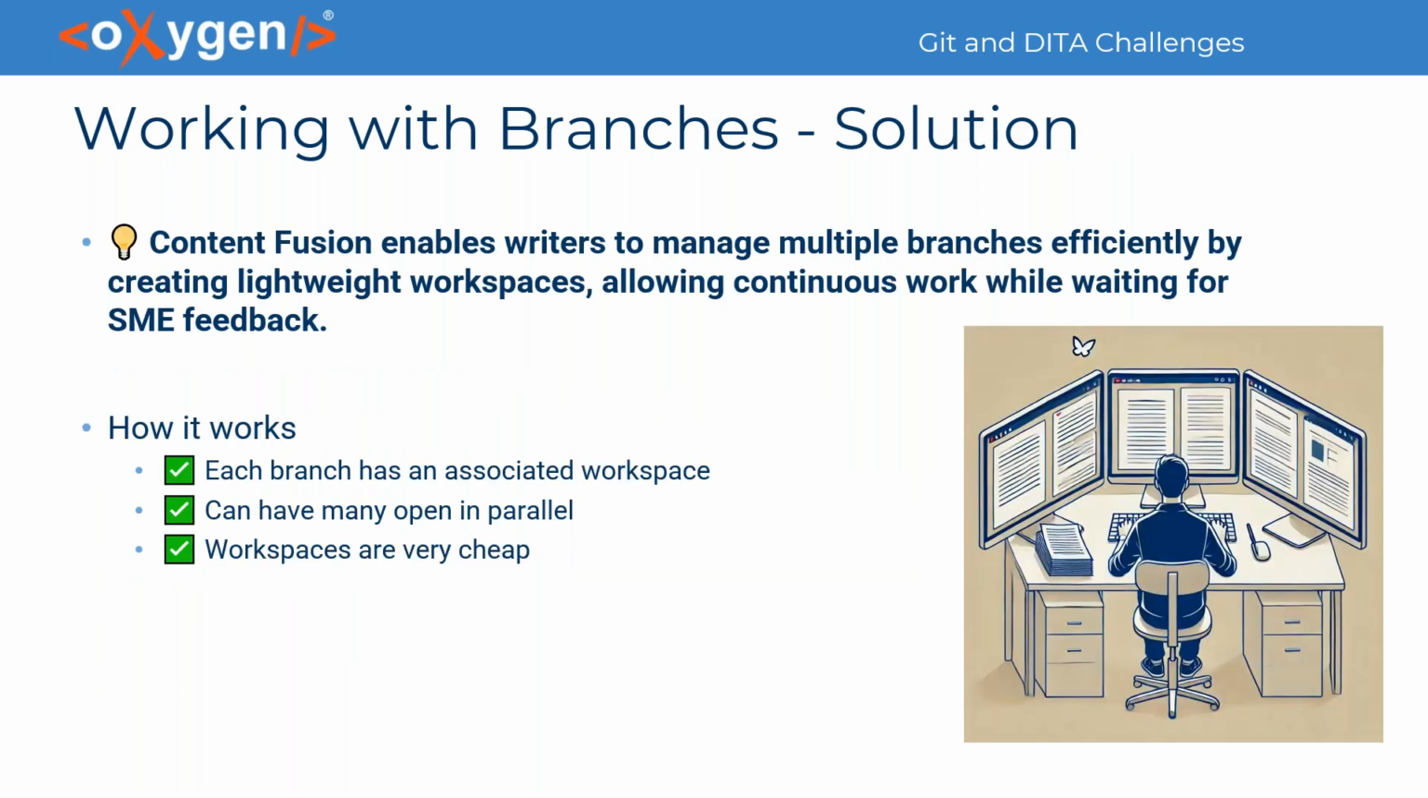With Content Fusion, we designed an improved solution, and we basically created a personal workspace which is attached to each branch. So each Git branch gets its own workspace. So you can open multiple browser tabs and have multiple workspaces and work on multiple tasks in parallel. The biggest advantage is that workspaces are very cheap to create. It is a very fast operation. It doesn't consume almost any resources to create a new branch and a new workspace.